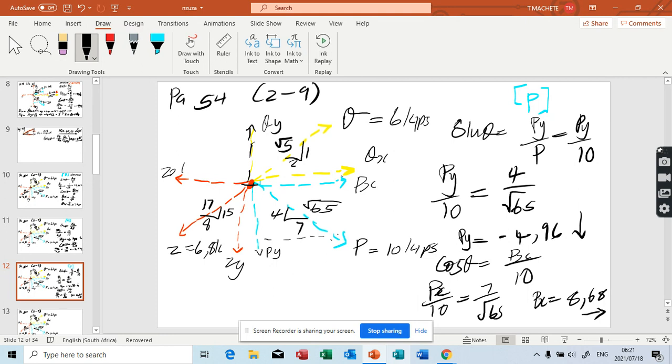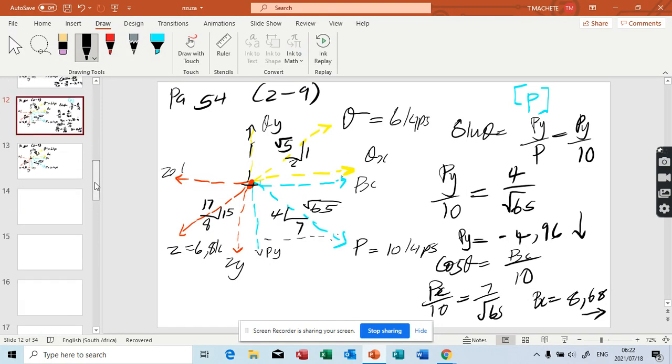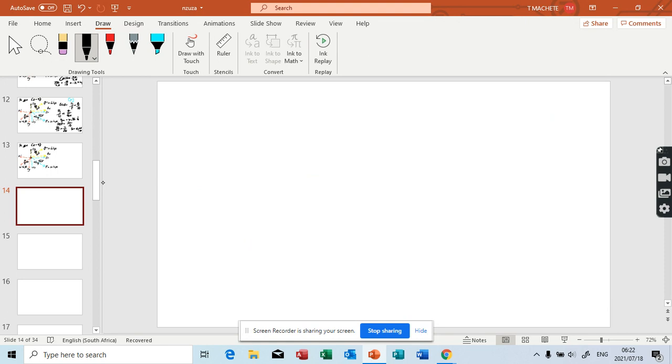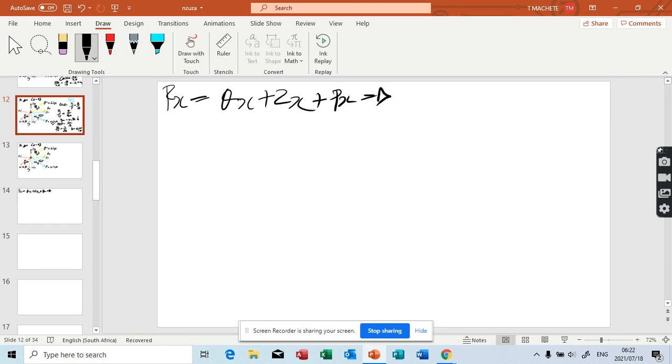Now we have to be careful. Okay, let's do this. Now we have to be careful when we do these things. We have to be careful now with the signs. So let's start with the, okay, let me skip this one. Go to this one. Let's start with the Rx, which is equal to Qx plus Zx plus Px. So now we're gonna have to add all those values.